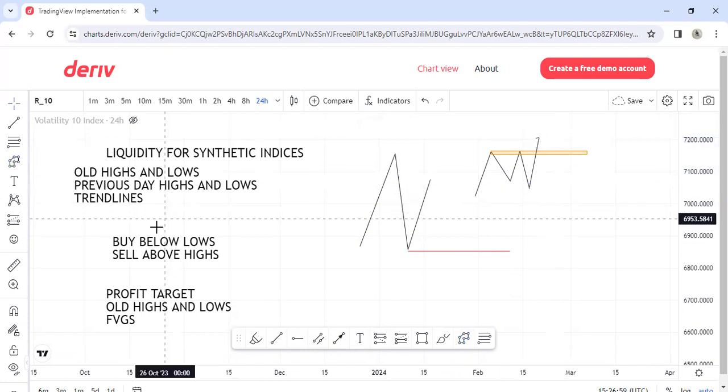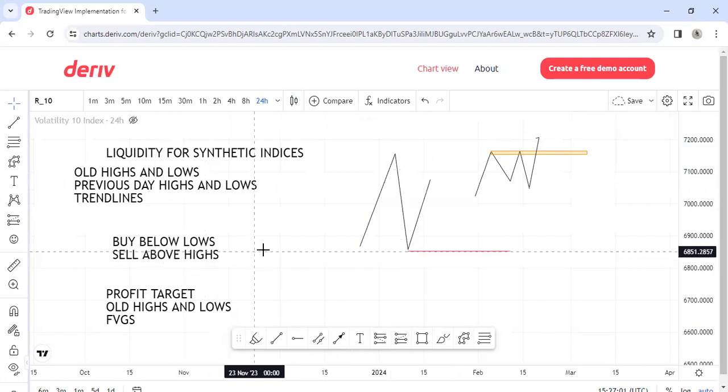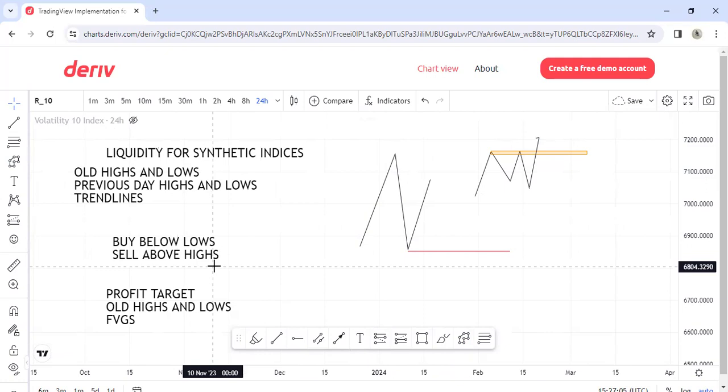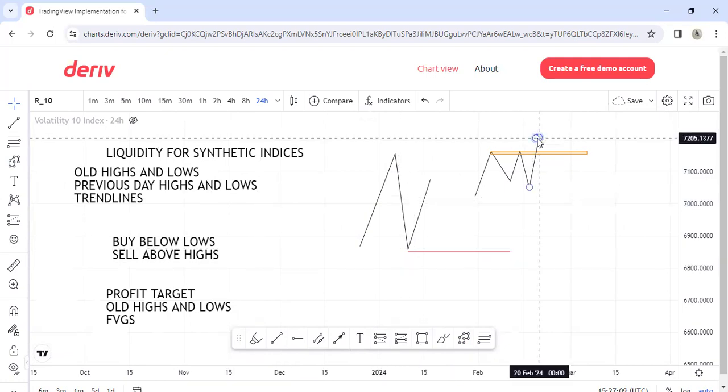So it must not be above, right? So we can say sell after the highs have been taken out, or that's what it simply means. So this "sell above highs" doesn't only mean that you must sell above the high. You want to sell after price has taken the high. So you can take your sell maybe as it's dropping, right?